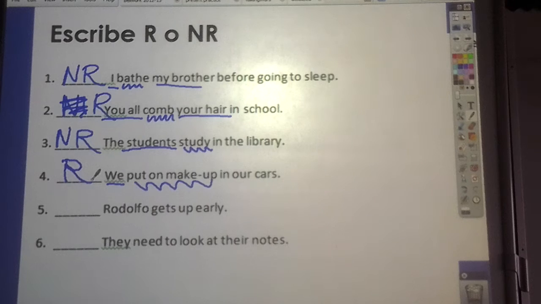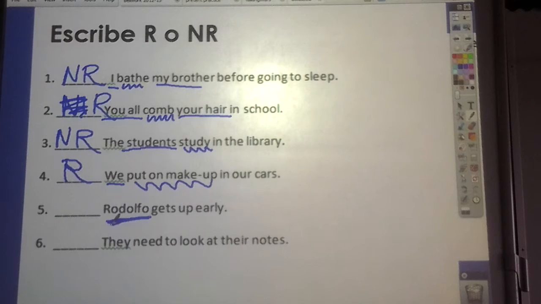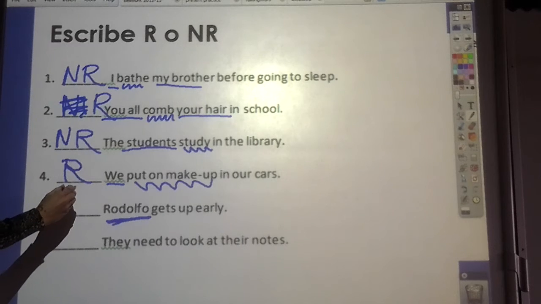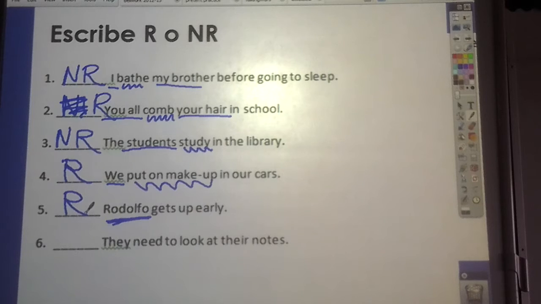Número cinco. Rodolfo gets up early. Who is getting Rodolfo up? Because it says he's getting up. Is anyone coming in here and waking him up or making him get up? No. So, we know that this one would be reflexive also because no one else is doing it to him. He would be doing it on his own, so it would be reflexive.